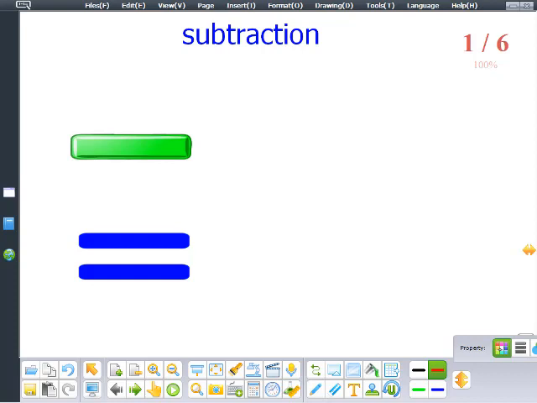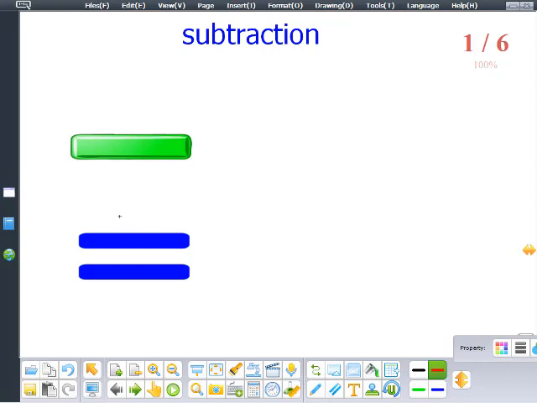It's our math time, and we're gonna talk about subtraction. Look at this. What can you see here? The green one. What is this sign? Do you know what this sign is? Well, we call it minus. And what about this sign? You know it. We call this sign equal.